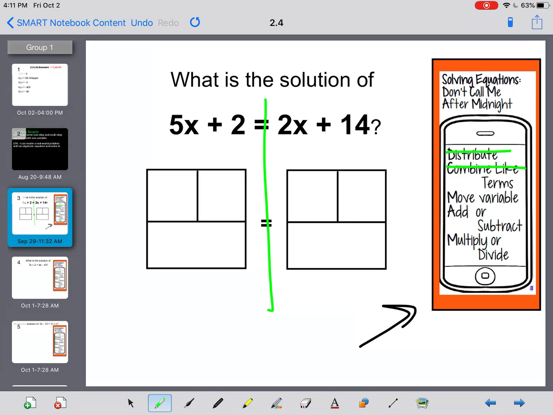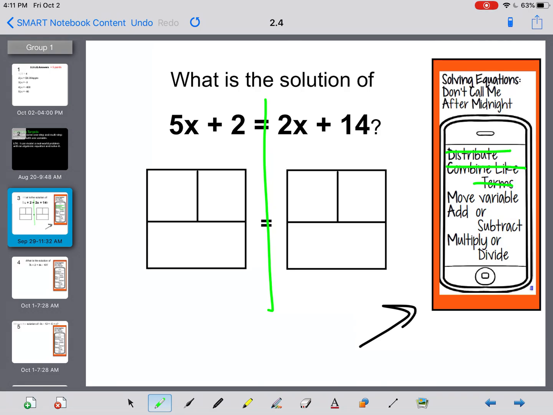I don't have like terms over here on the left, and I don't have any like terms over there on the right, so we can move on. Then we want to move a variable. We want to try to get all of our variables on the same side with all of our constant numbers on the other side. There's a couple ways that you can do this. You can just use inverse operations, and then you get to decide which one you want to move.